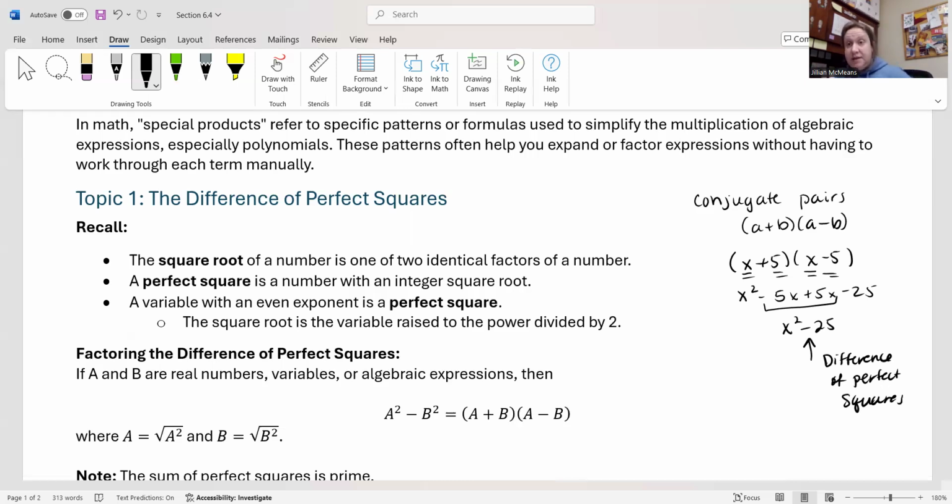So now we're going to look at this idea of the difference of perfect squares. We're going to start with that difference, and we're going to find out how we can factor that backwards to where we get conjugate pair binomial answers, or binomial factors. Okay, so let's talk about a couple of things before we dive into the factoring.